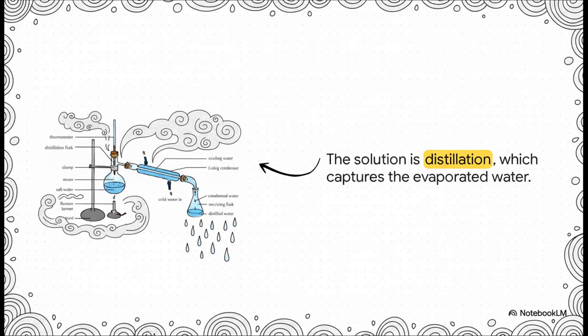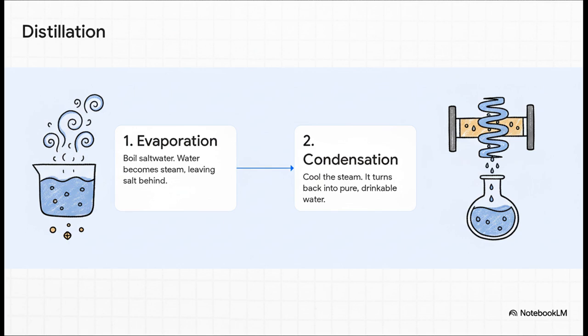And this little problem leads us straight to the complete, brilliant solution, a process called distillation. It starts with evaporation, but it adds one more crucial life-saving step. Distillation is this really clever two-step process. First, you evaporate the salt water, turning the pure water into steam and leaving all that salt behind. But then, and this is the key, you capture that steam and you cool it down. As that steam cools, it condenses, turning right back into pure, liquid, perfectly drinkable water. So there you have it.